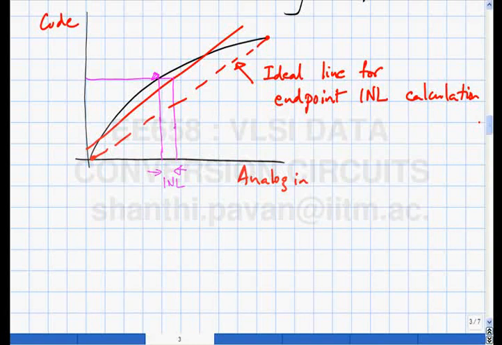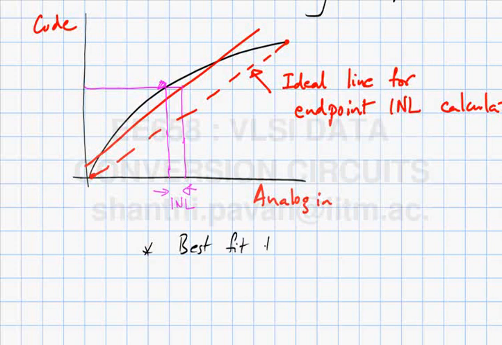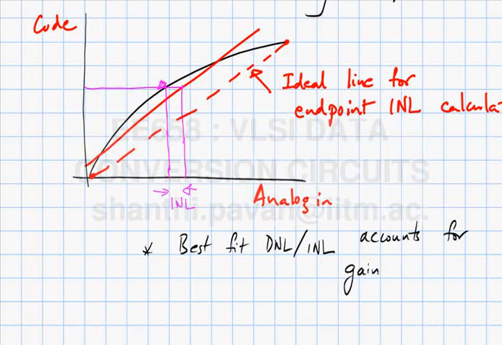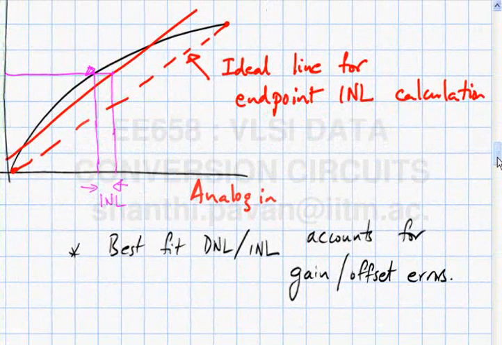The best fit INL is a good way of accounting for both gain error as well as offset error. If the converter had a gain error and you did endpoint INL, the gain error would be another straight line, but the gain error will not be removed. Best fit DNL and INL accounts for gain as well as offset errors. And depending on the application, in some applications INL can be acceptable and DNL will not be acceptable.